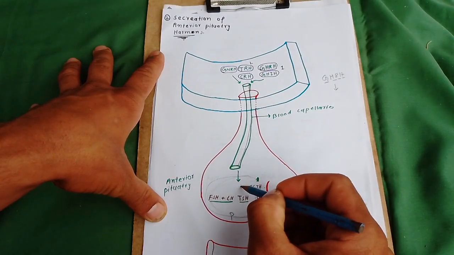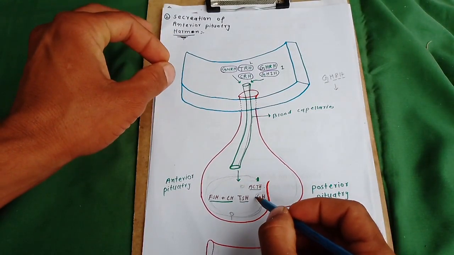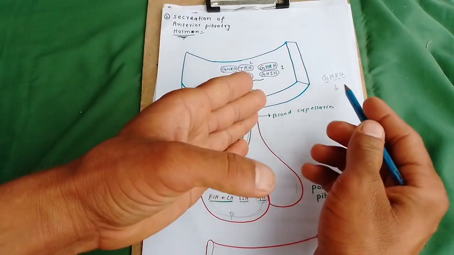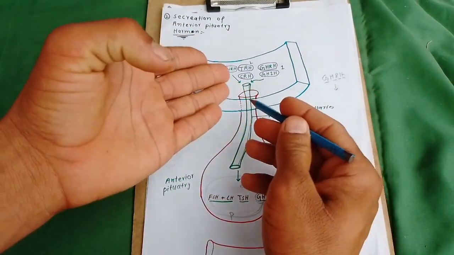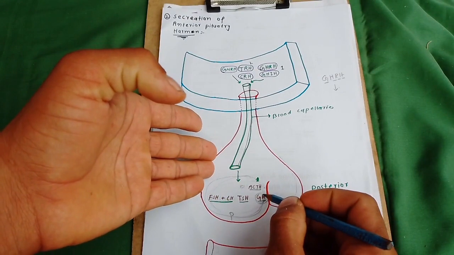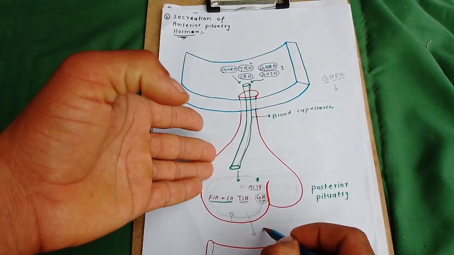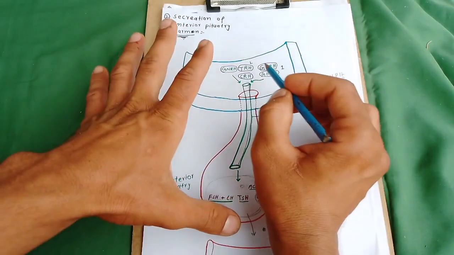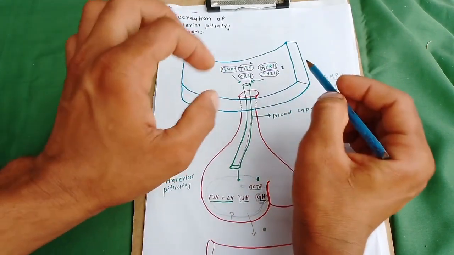So when this sector is reached here, this is the message for the growth hormone to be released. So the growth hormone releasing hormone releases the growth hormone. Okay, so growth hormone is released. Okay, another factor, growth hormone inhibiting hormone.